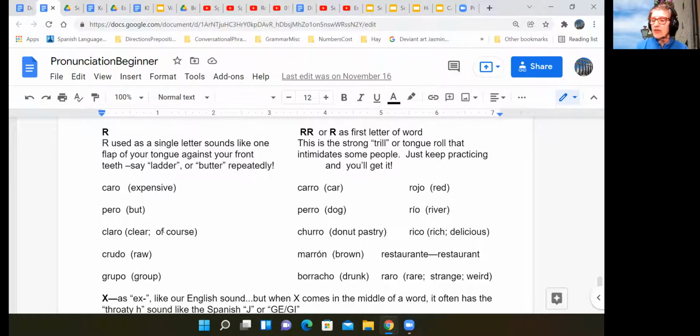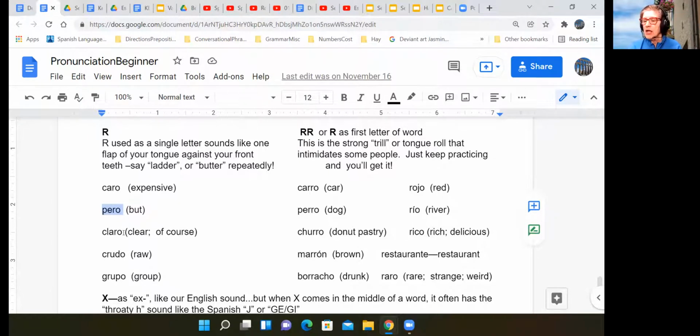Okay, but these will sound like this. Caro. It's a single flap of your tongue. Caro. Okay, we've got a single R in the word for but. You know, I'd like to come, but I don't have a car today. Pero.